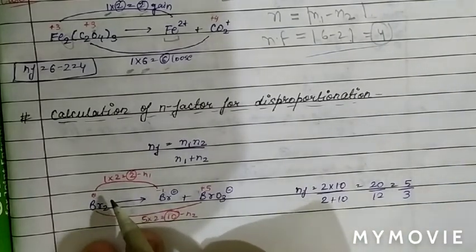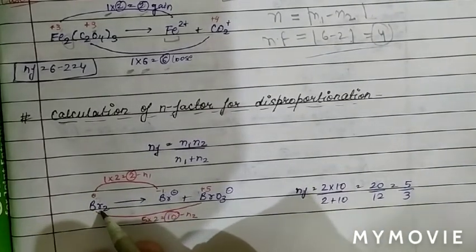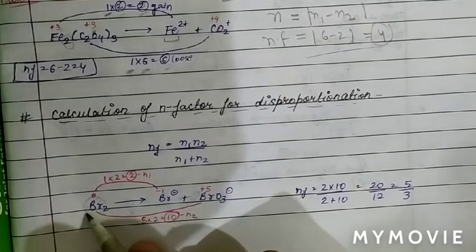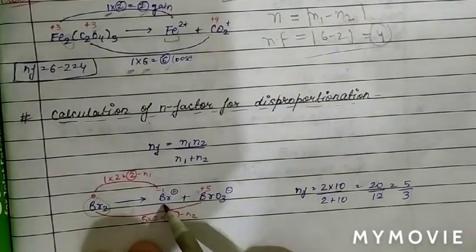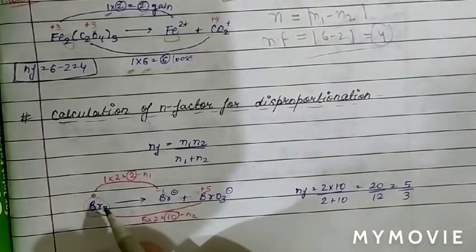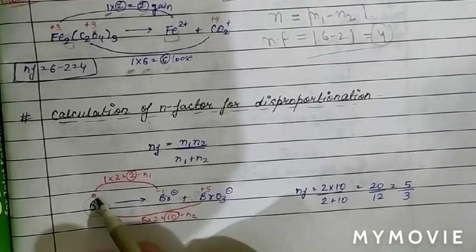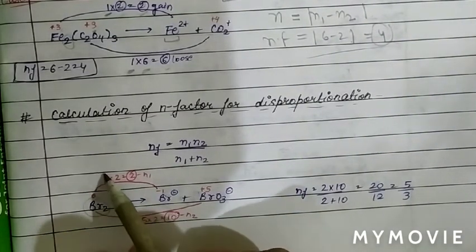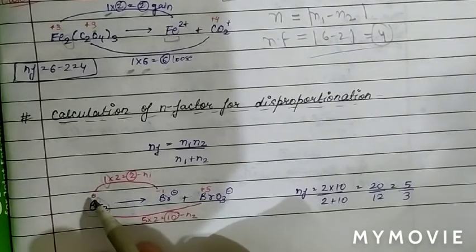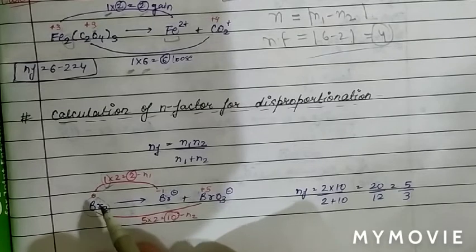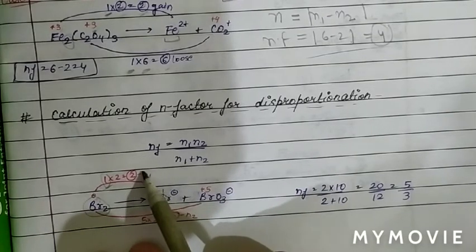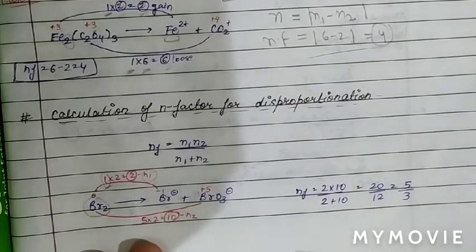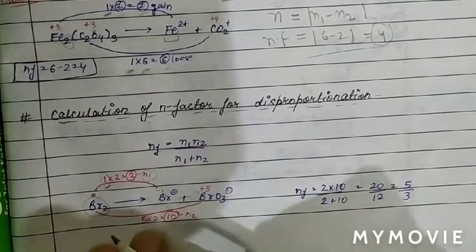Now see, as Br2 is in standard form, in standard form oxidation number is 0, and Br minus oxidation number is -1. We can see for one atom change in oxidation number of 1. So basically change in oxidation number equal to 1 per atom. For 2 atoms the overall change will be 1 into 2. So the value of n1 is 2. Now see the value of n2.